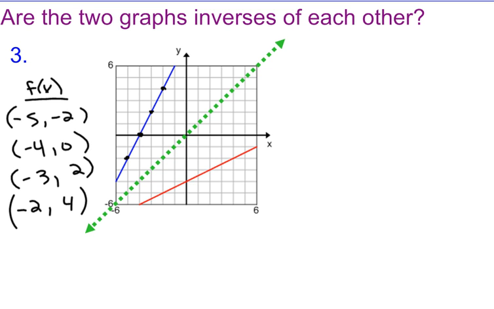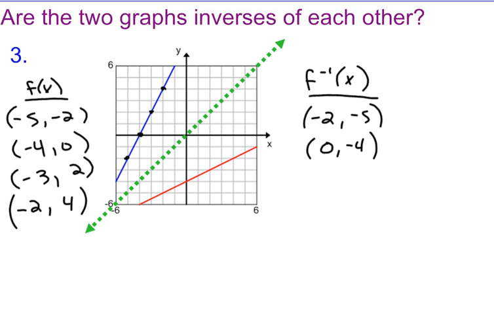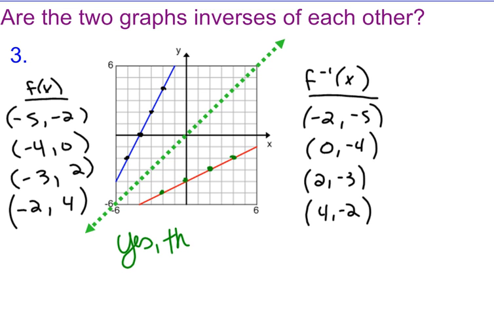Now, to find the inverse of those points, remember we just switched x and y. So my inverse function should have these points on them. By flipping, those should be part of my graph. So I'm going to go ahead and plot those points and see if they're part of my graph. So I would have negative 2, negative 5, right there, 0, negative 4, 2, negative 3, and 4, negative 2. They're all there, aren't they? So by doing that, I now can say, yes, they are inverses.